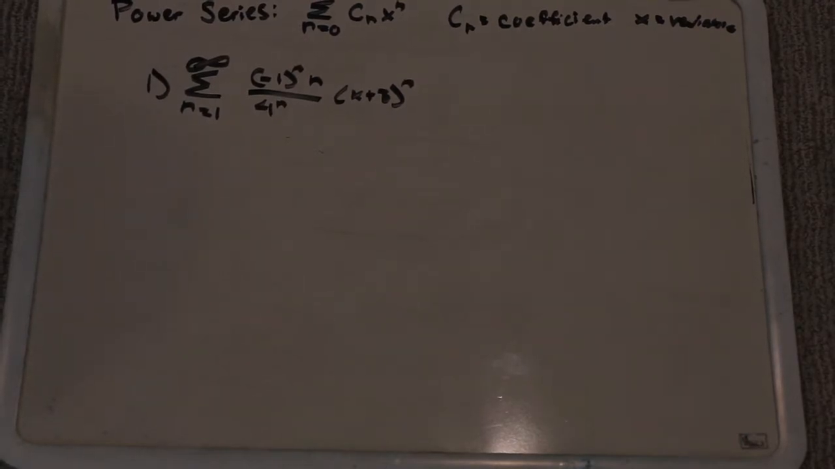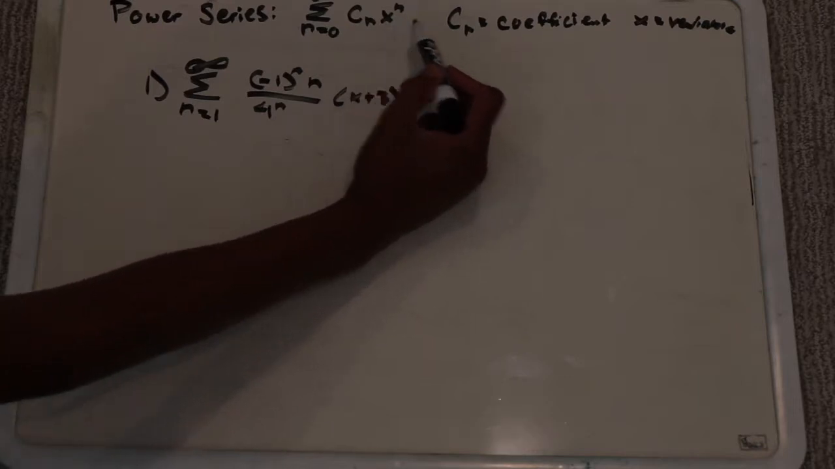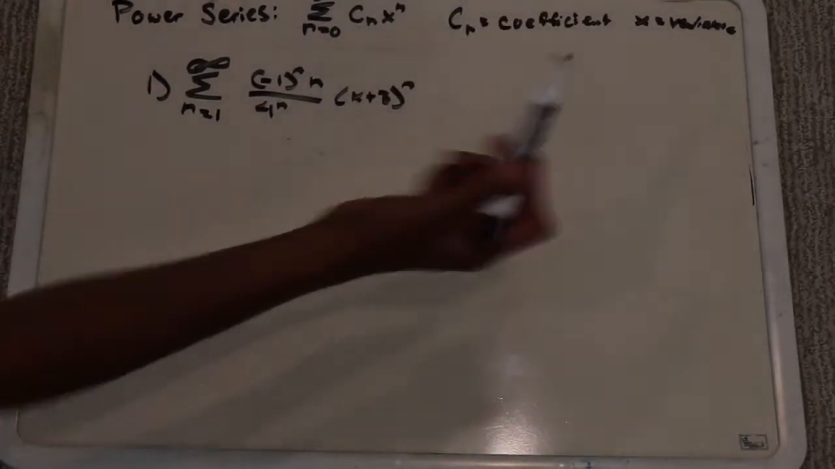We are back today, and we will be going over power series and really what a power series is. Right now in this first problem, we're going to be looking at the very basics. What is a power series? A power series is basically a series, n equals 0 to infinity, of c sub n x to the n, where c sub n is a coefficient and x is a variable.